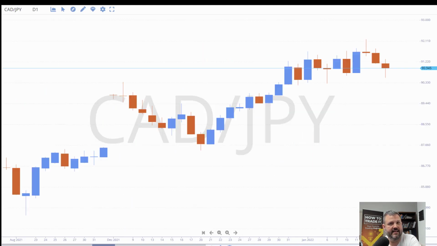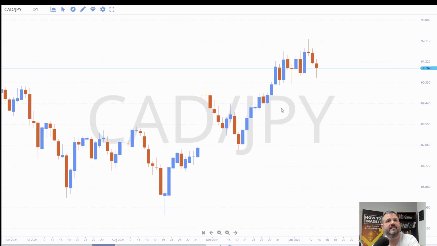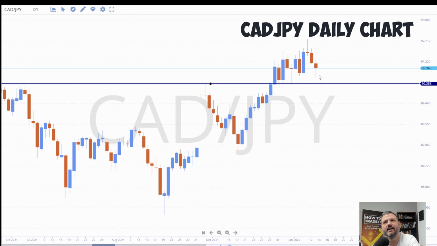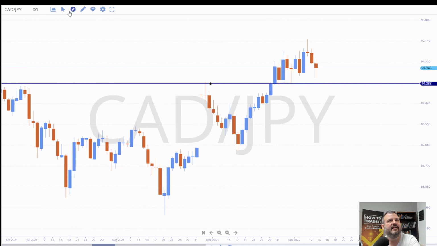All right, CAD yen. CAD yen's in a nice little zone. You know, these zones are what make us the money. Look for a bounce off of 90 and right off the top, 92. So we got a 90, 92 zone. Look for bounces off of that. If it comes back down, look for the bounce off that zone.